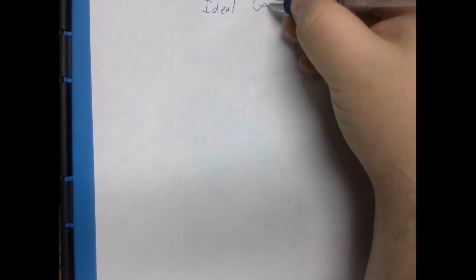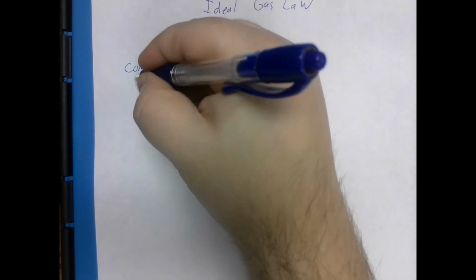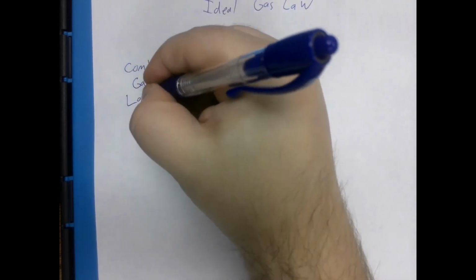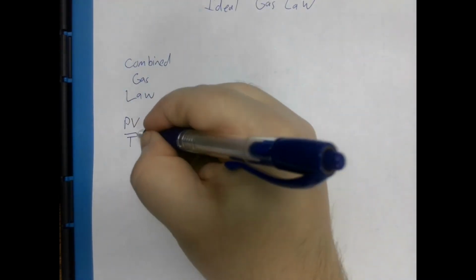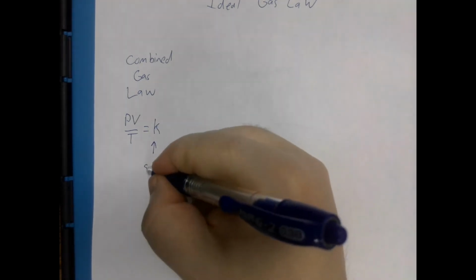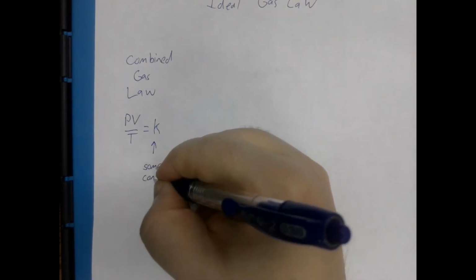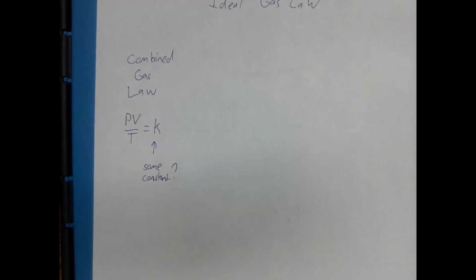The last law is the ideal gas law. We'll learn more about this later. So let's look at the combined gas law first. So the combined gas law is PV divided by T is equal to some constant. What is that constant equal to?